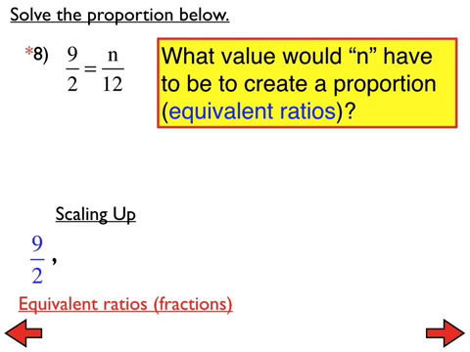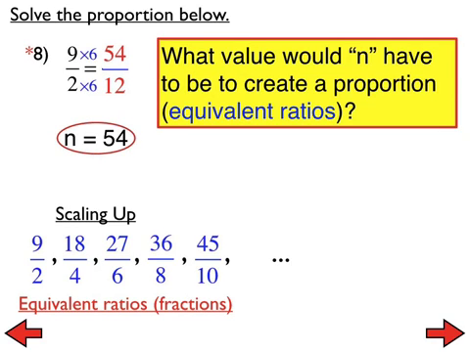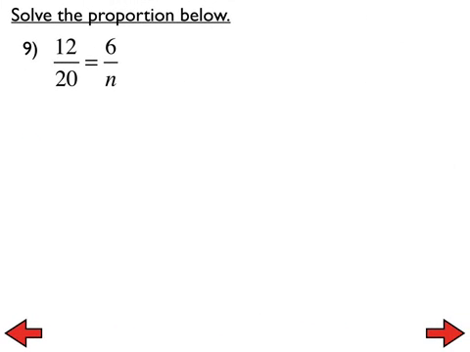Scaling up looks like this. 9 over 2 scales up until the bottom's a 12. And I get n equals 54. Or 2 times 6 is 12, so 9 times 6 is 54. Any questions so far? Pretty good, right? Okay, number 9 is a little bit different.